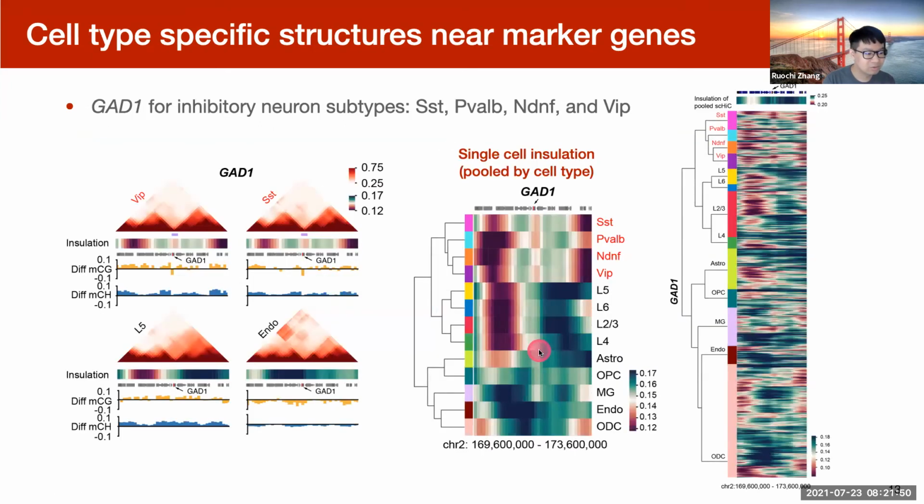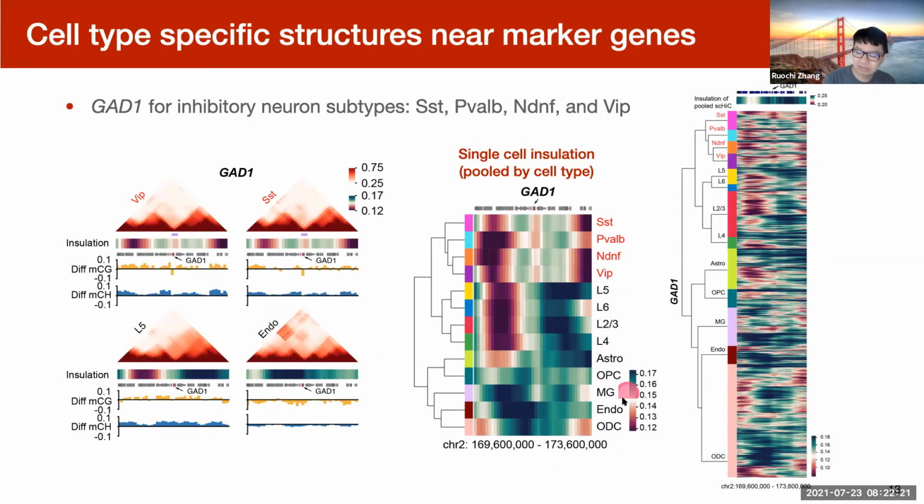We then took a closer look at one of the marker genes, GAD1, for the inhibitory neuron subtypes by studying the TAD-like domain boundaries surrounding its transcription start site. The figure on the right part of this slide shows the single-cell insulation score of a 4 million base region surrounding this gene, where each row corresponds to a single cell and each column corresponds to a region. And similar as before, red color corresponds to lower insulation score and thus higher probability to be a domain boundary.